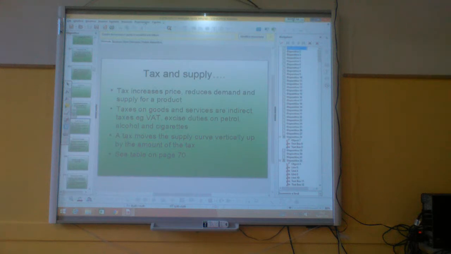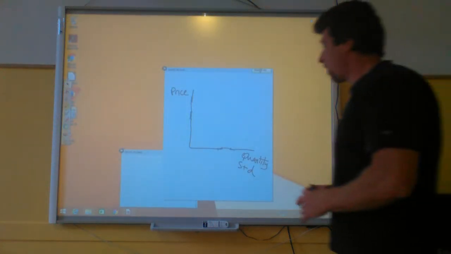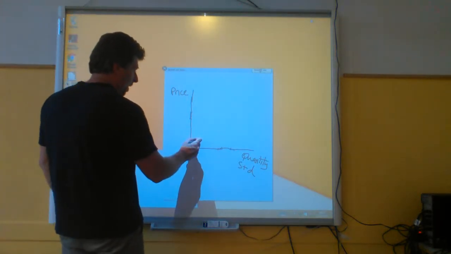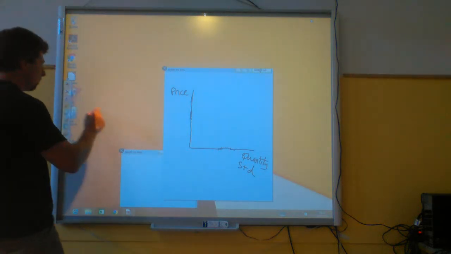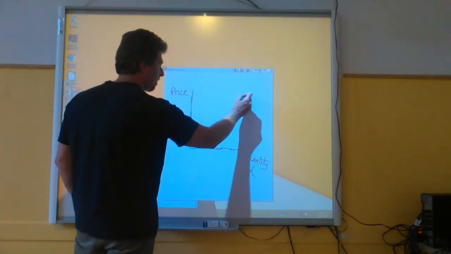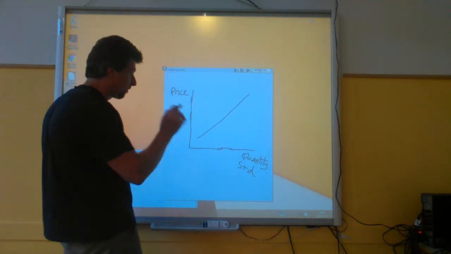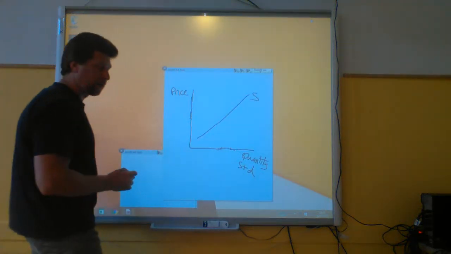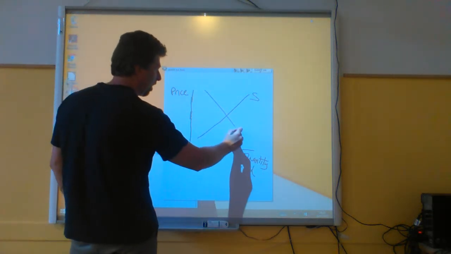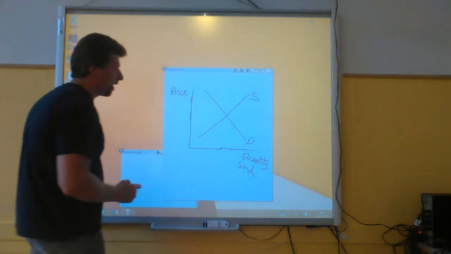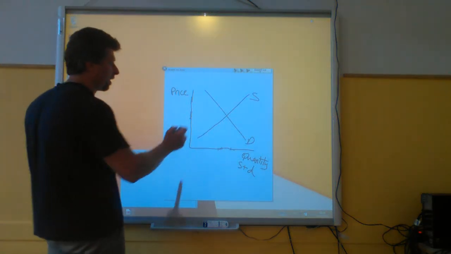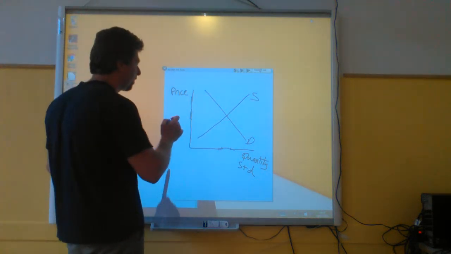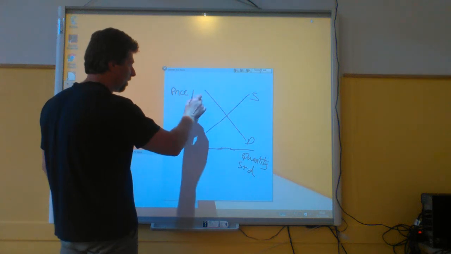In the diagram. So here we've got price and quantity supplied and demanded. This is the supply curve, okay? It's proportional to the price. Goes up as the price goes up. This is the demand curve. It goes down as the price goes up. It has an inverted relationship to the price.